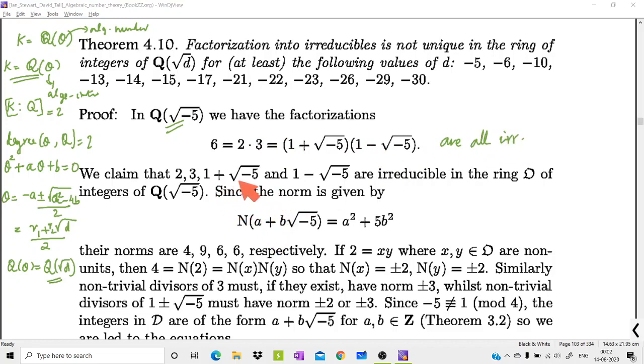So in order to prove that, we will consider the norm of these numbers. If you consider any a plus b root minus 5 in Q of root d, actually what we are going to prove is about the ring of integers of Q of root d. These are non-unique factorization domains, not this Q of root d. Q of root d is always, that is a very important thing, a field.